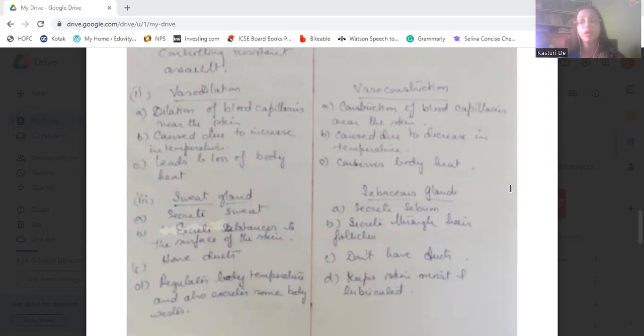Sweat glands regulate the body temperature and also excrete some body waste, whereas the sebaceous gland liberates sebum, which keeps the skin moist and lubricated.